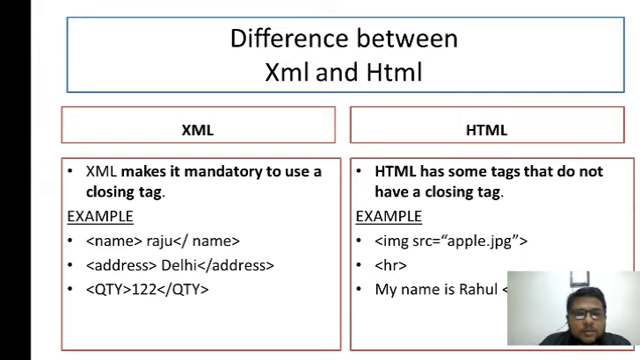PR tag, sometimes we can use it without the closing tag also, we don't have any problem for that one. It is a break line tag. So in XML you have to have an open tag as well as a closing tag, whereas in HTML we can skip the closing tag also, but there are certain tags which do not have the closing tag.